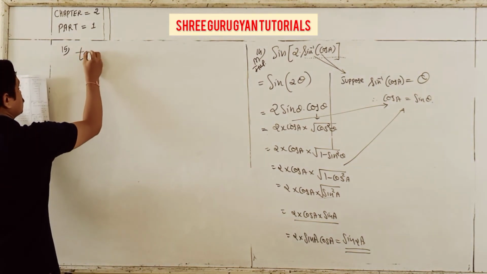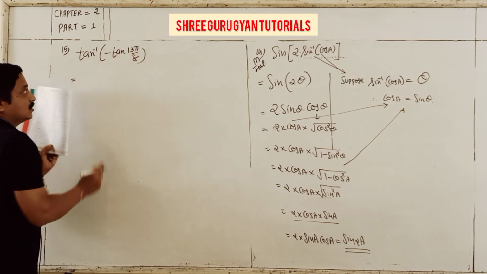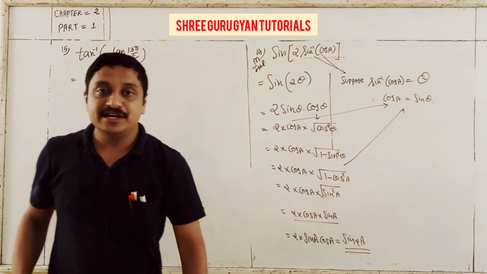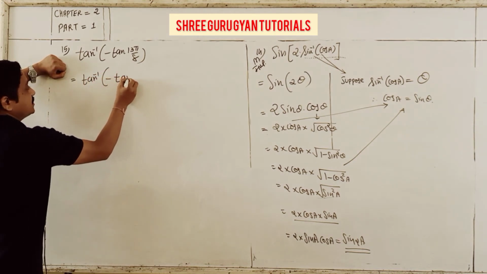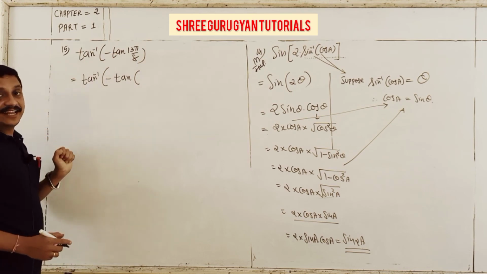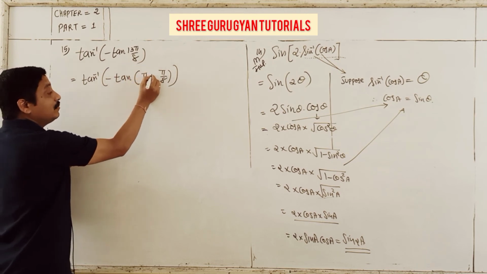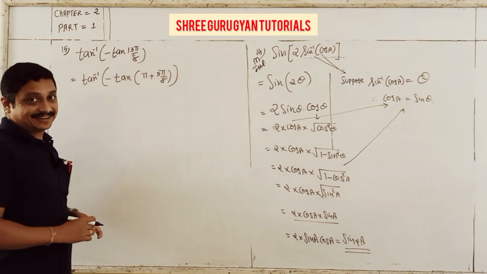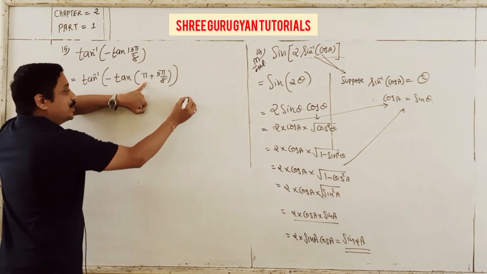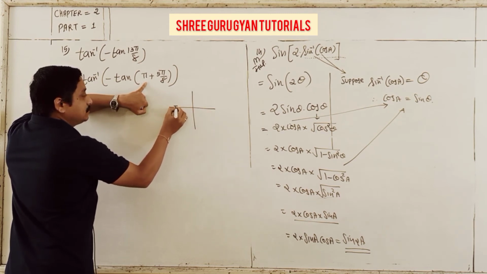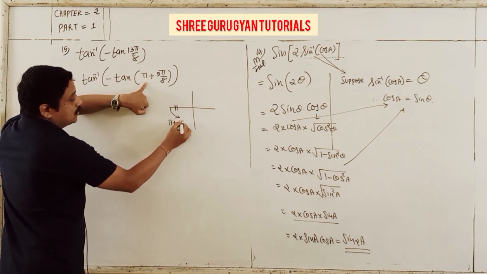Now the 15th one: tan inverse of tan of minus 13 pi by 8. First of all, I will dissolve 13 pi by 8 into the least term, keeping tan inverse and the minus as it is. Here the table of 8 nearest to 13: 8 plus 5 is 13, so 13 pi by 8 is pi plus 5 pi by 8. Pi plus means we are going to the third quadrant.